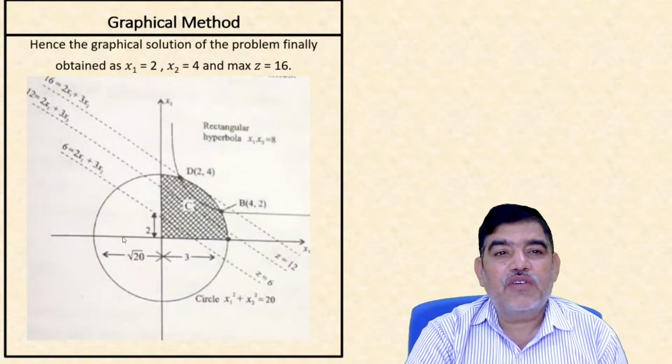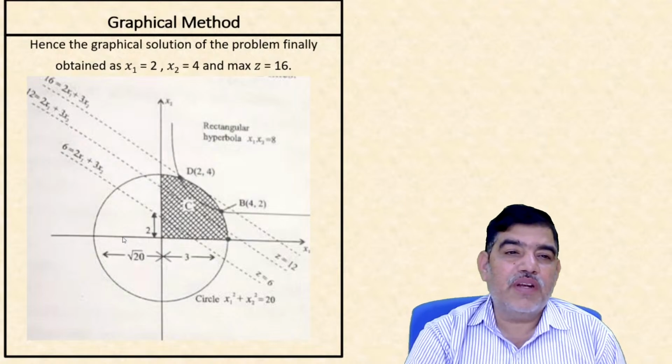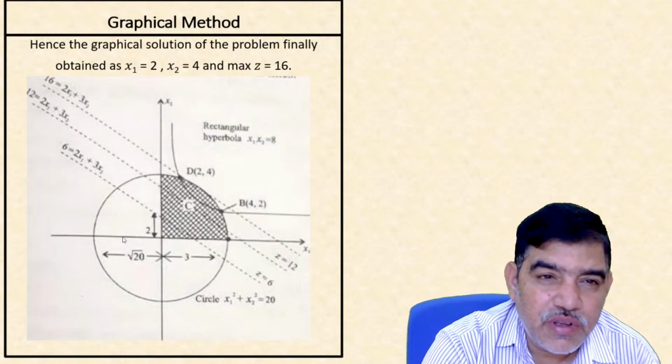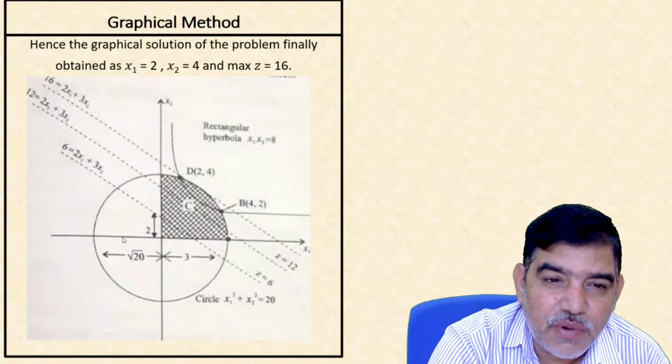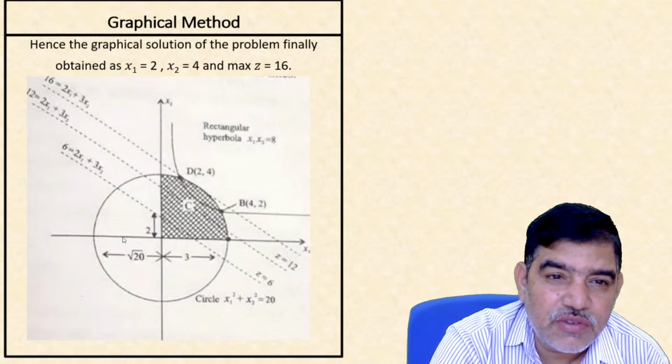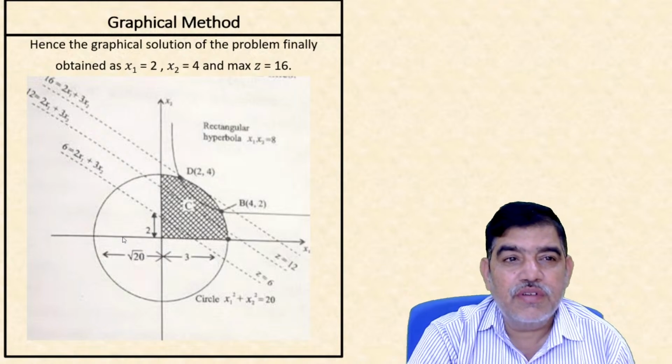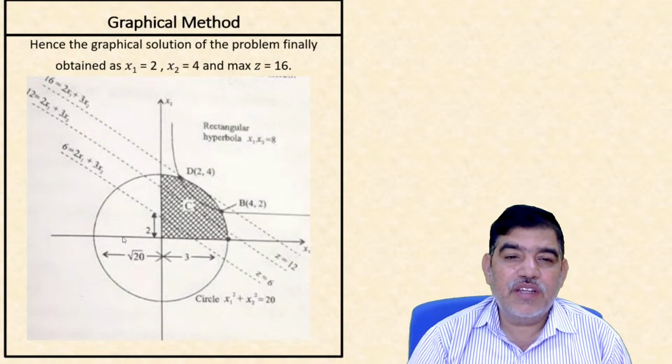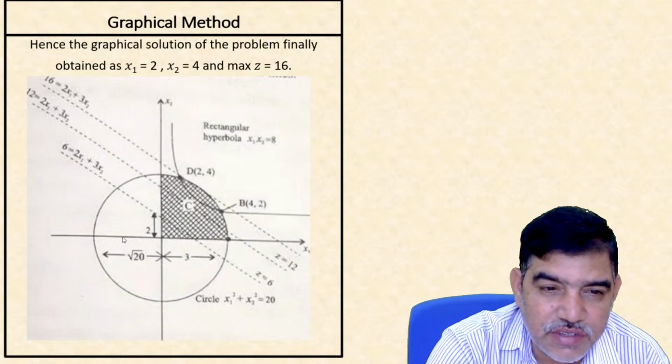So from the graphical solution, the problem is finally obtained as x1 equal to 2 and x2 equal to 4. That is the point. 2 points are there in the first quadrant, one is your D and another is your B. So x1 is 2 and x2 equal to 4, and max z equal to 16. We get that. That's the solution process.